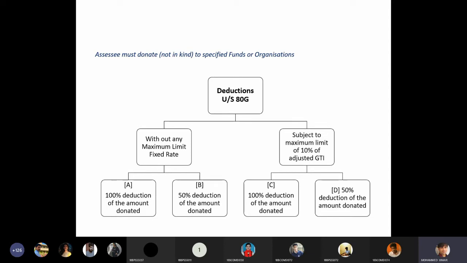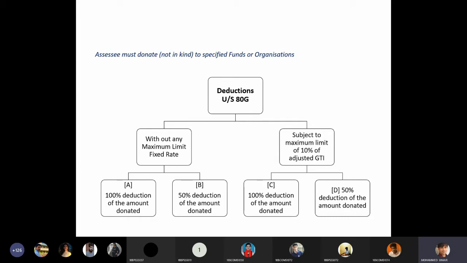I think I mentioned whichever is higher. No, whichever is less will be considered. So in category C and D, we do a comparison. In case the fund falls under category C, what happens? We do a comparison: 100% of the amount being donated or 10% of adjusted GTI, whichever is less will be considered as the amount that can be claimed as deduction. If the fund falls under category D, then what happens? Again, I take 10% of the adjusted GTI and 50% of the amount I have donated. I'll compare both and take whichever is less.